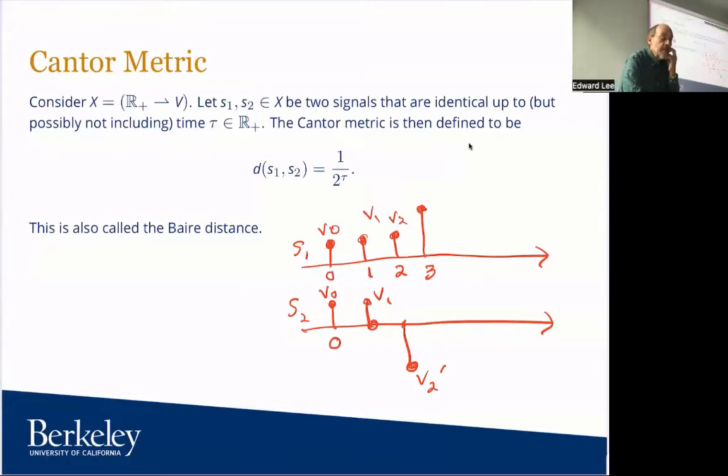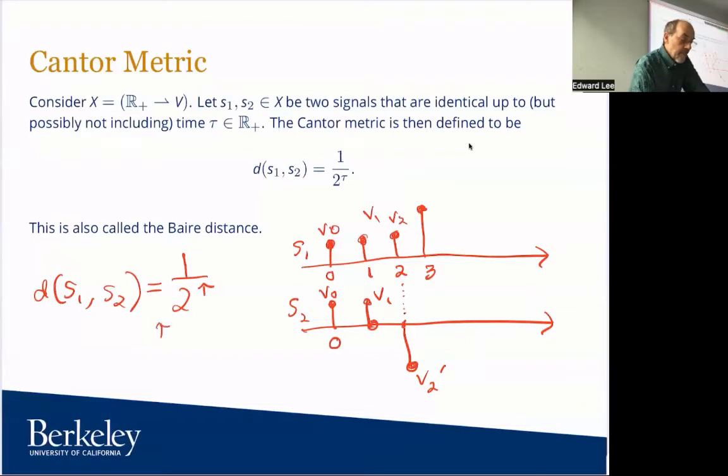All right. The Cantor metric is a distance between these two signals that is defined to be 1 over 2 to the tau, where tau is the earliest time at which these signals differ. So the distance between S1 and S2 for this particular case is 1/4. Okay, that seems a little weird. Why do we call that a distance?